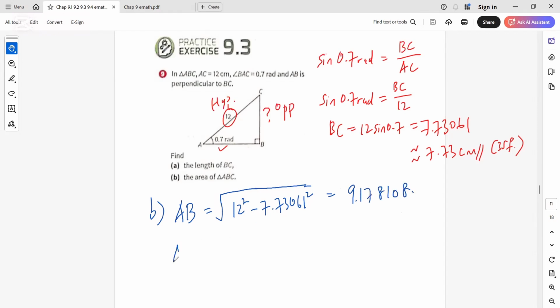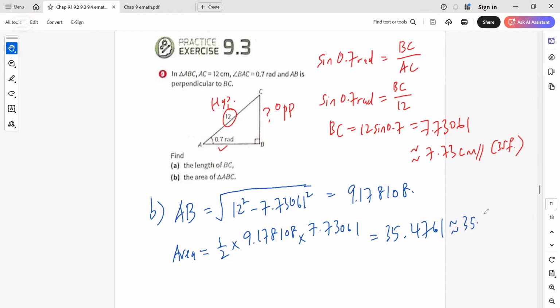So how to find area? Area equals half times base 9.178108 times height, which is my 7.73061. So if you key in 0.5 times 9.178108 times 7.73061, that will give me 35.4761, round off 35.5 cm squared, 3 SF. So this is it for question 9.